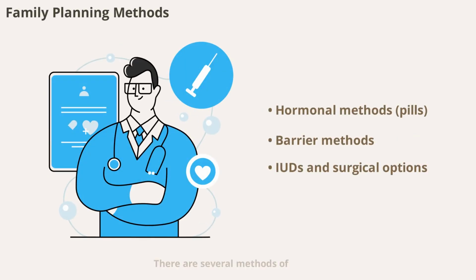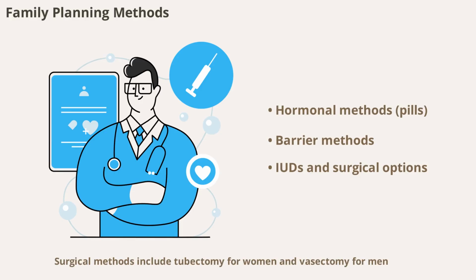There are several methods of contraception used to control population growth. Hormonal methods such as pills are widely used. Barrier methods prevent sperm from reaching the egg. Intrauterine devices, IUDs, like Lippes Loop and Copper T, are common in India. Surgical methods include tubectomy for women and vasectomy for men. Each method has its own advantages and is chosen based on individual needs and preferences.